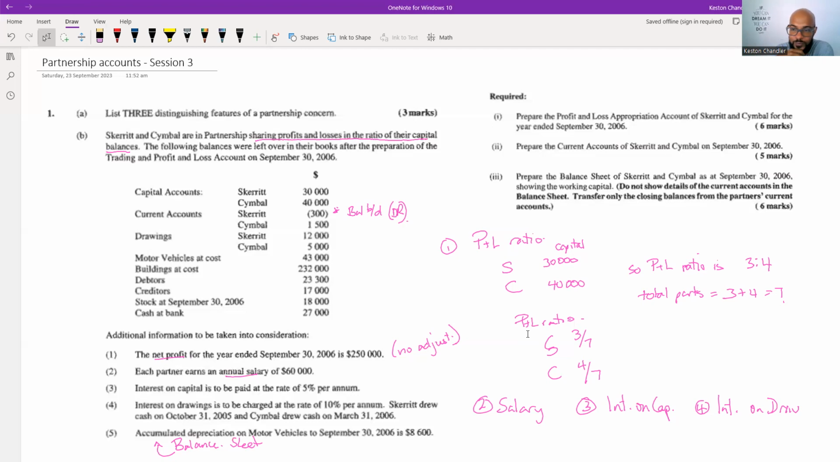So you're going to break it up. You're going to do the working first, then you're going to write up the profit and loss appropriation account, then you're going to draw up the current account. Everybody can handle that?